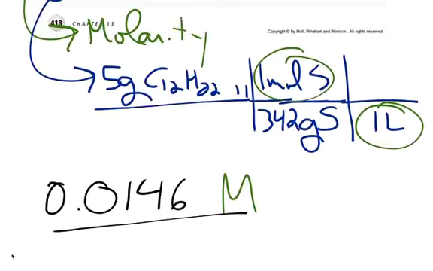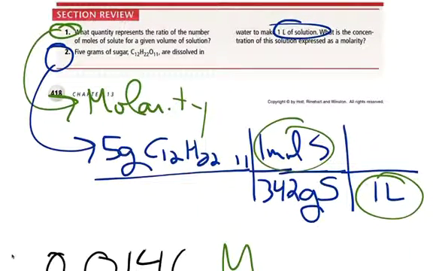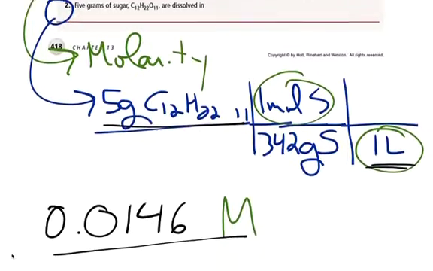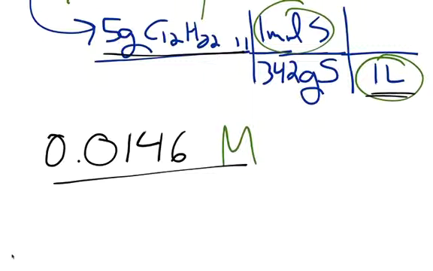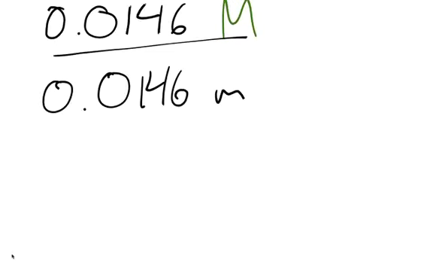Okay, now what would that be in molality? Well, in molality, again, it's per kilogram of solvent. Well, again, if we're dissolving a small amount of sugar in that 1 liter of water, we can assume our solution is primarily water. So 1 liter of water is 1 kilogram. So this would also be a 0.0146 molality solution. Molal. Isn't that awesome?